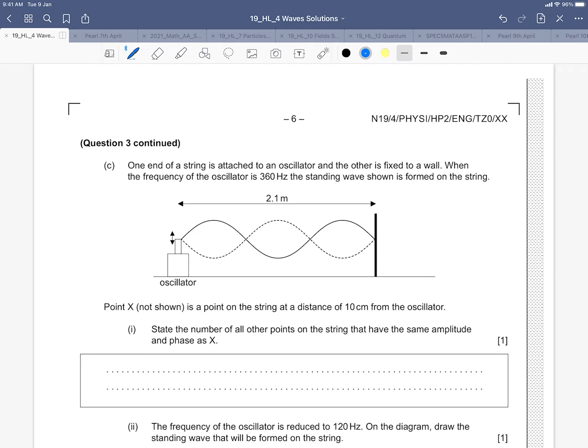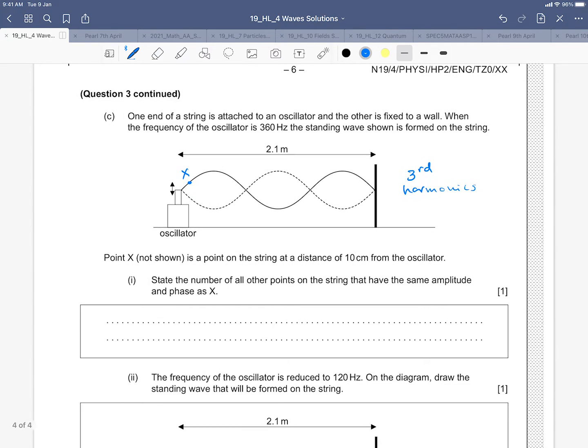Then we are now making standing waves. When the frequency is 360 Hertz, we get the third harmonic. Make sure you can recognize this as the third harmonic. We've got 3 antinodes, standing waves with nodes at both ends. Point X is a distance of 10 centimeters from the oscillator, so X is around here somewhere, close to the oscillator.